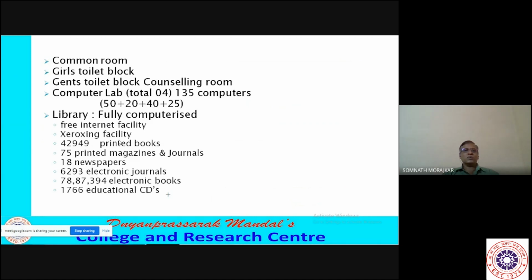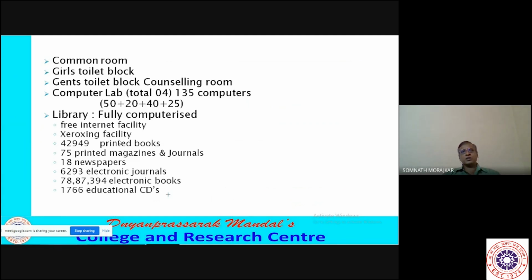Then there are in all 4 computer labs comprising 135 computers. There is a library which is fully computerized, with free internet facility and Xeroxing facility. There are in all 42,949 printed books, 75 printed magazines and journals, 18 newspapers, 6,293 electronic journals, 78 lakh 87,394 electronic books, and 1,766 education CDs.